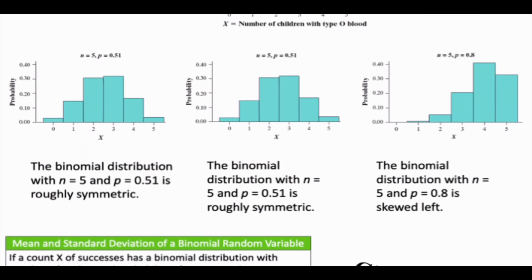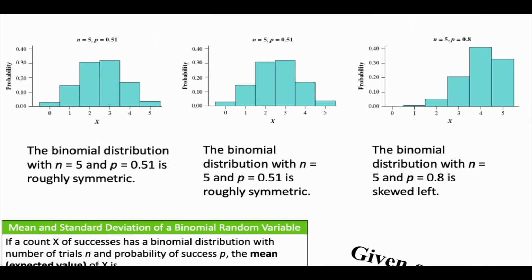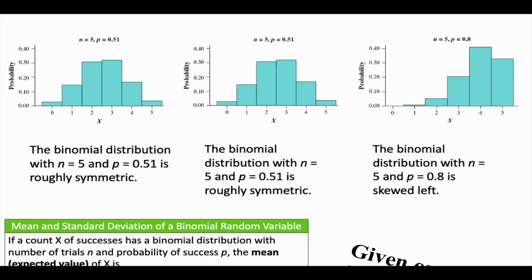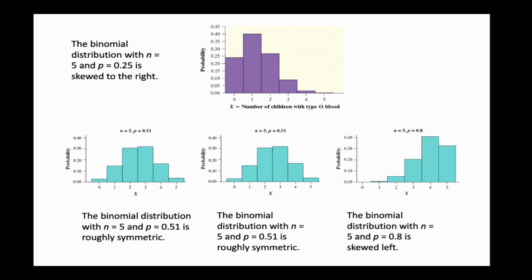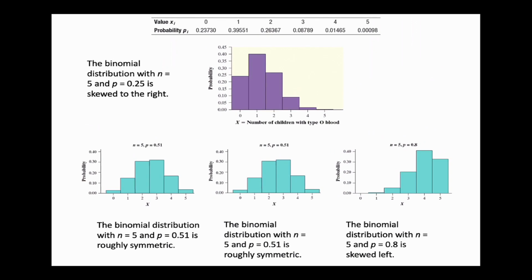So here are 3 more examples. The first 2 in the middle are symmetric. The last one is skewed to the left this time. Here's my question. When do we know it's going to be skewed or symmetric? Here are 4 examples up here. There's 1 that's skewed to the right, 1 that's skewed to the left, and 2 that are symmetric. When do we know what shape it's going to be?